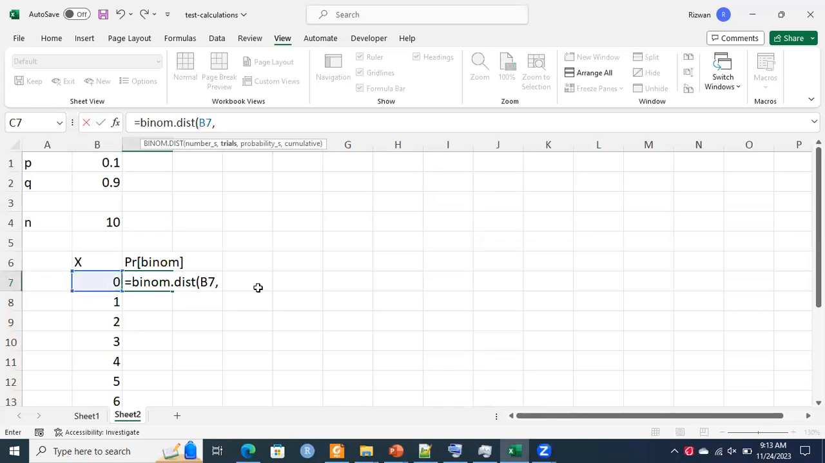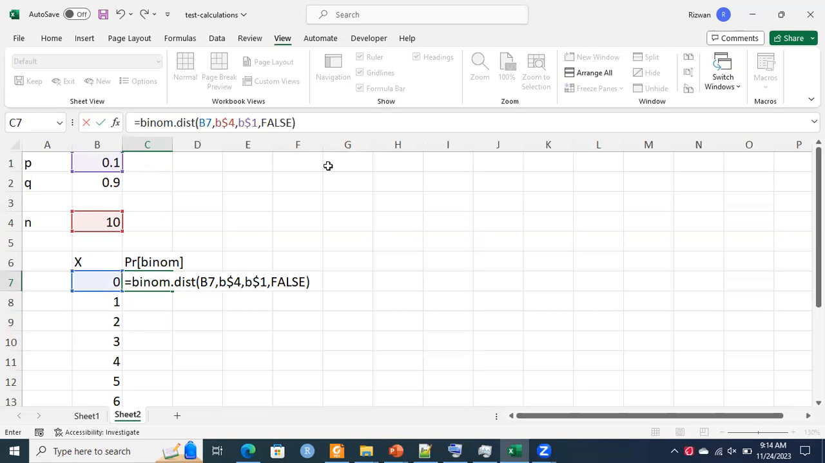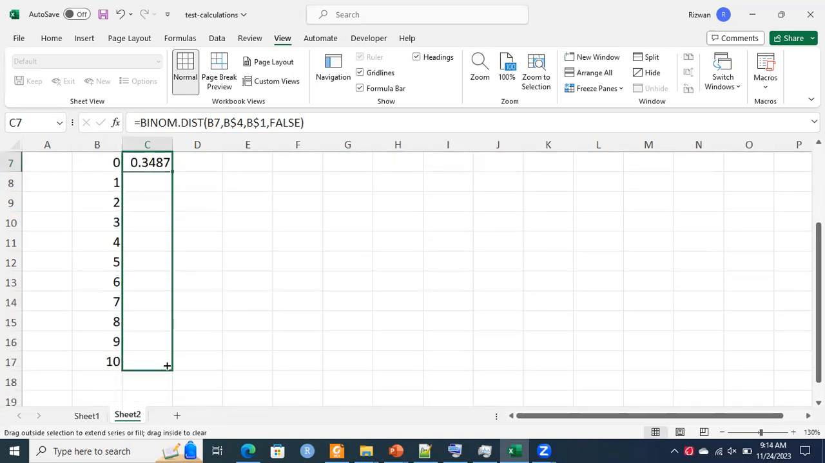The number of trials, from here: I have 10 trials. I can define it from the respective cell, $4. And then the probability in one trial. By default, it should be the probability of success, which is 0.1. And then whether you are going to generate the cumulative probability or the probability mass function. So we have to set the final logical variable as false. We have got one number, and we can repeat that for the rest of the calculations.